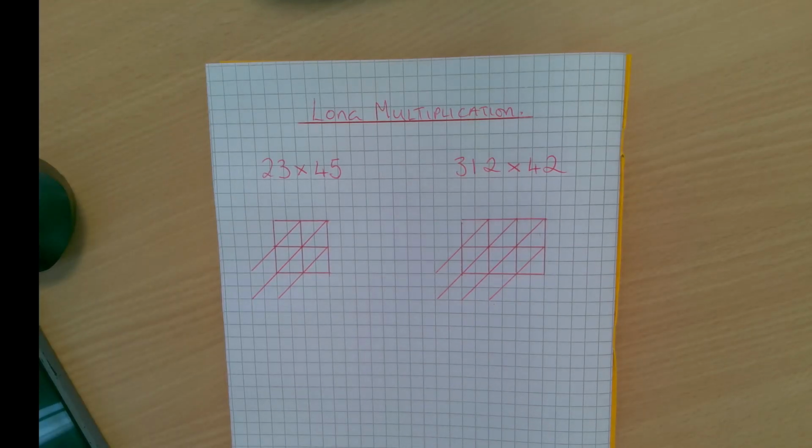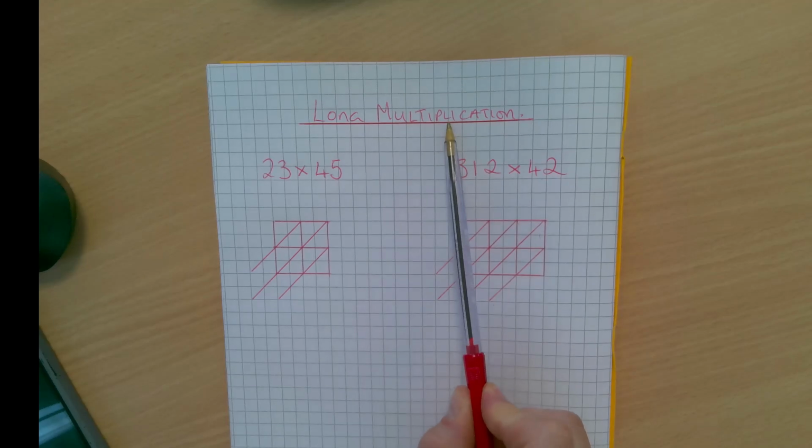Yo kids, Mr. T, numeracy non-negotiables, part 647: long multiplication.